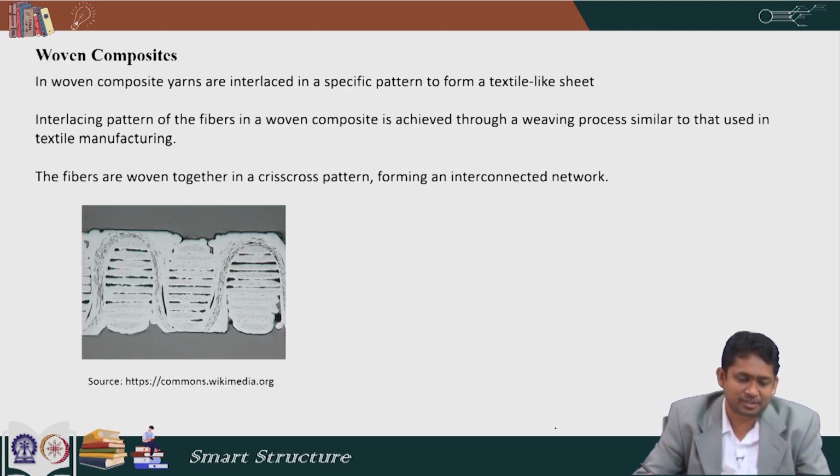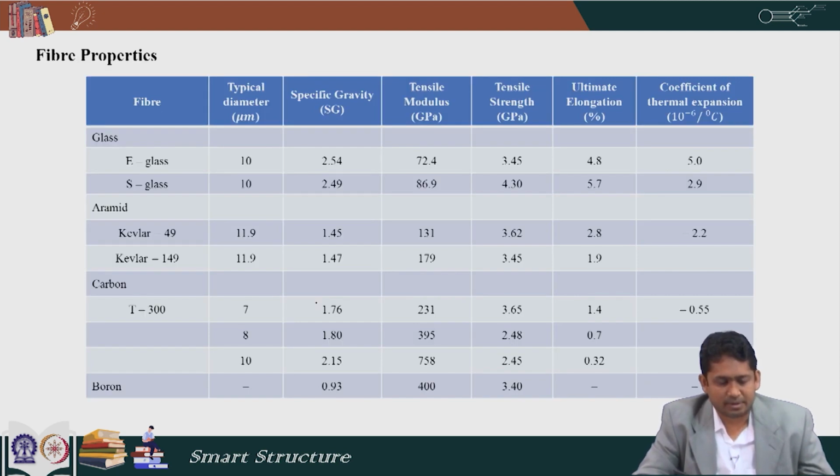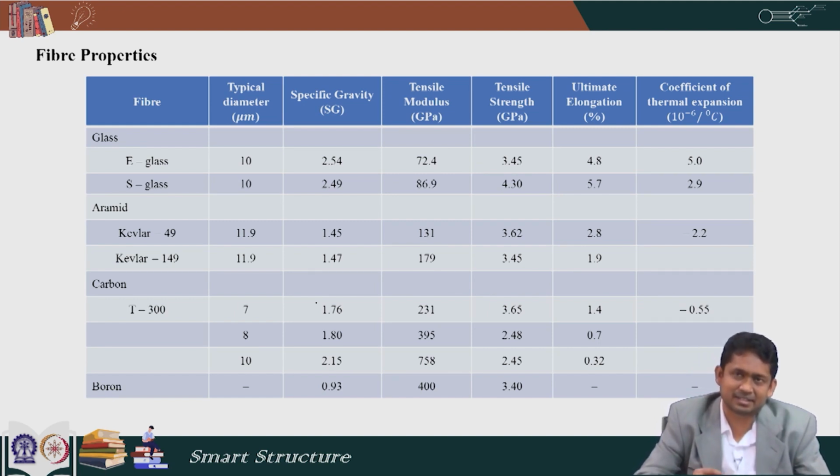Similarly, there can be woven composites. So, in a woven composite, yarns are interlaced in a specific pattern to form a textile like sheet. Now, the interlacing pattern of fibers in a woven composite is achieved through a weaving process similar to that used in textile manufacturing. Again, there can be 2D or 3D weaving. Now, here we can see a cross sectional view of a woven composite. Now, in this course we will stick to unidirectional composites. So, we will consider composites where there can be many plies, but each ply has just one direction of fiber orientation.